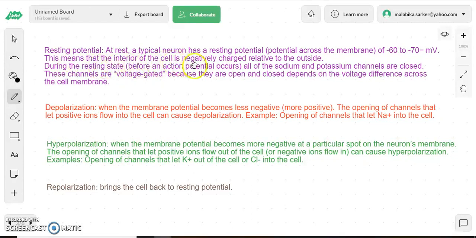This means that the interior of the cell is negatively charged relative to the outside. During the resting state, that means before an action potential occurs, all of the sodium and potassium channels are closed. These channels are voltage gated because they open and close depending on the voltage difference across the cell membrane. So before the action potential occurs, before we give a stimulus, the interior of the cell is negatively charged, and all these sodium and potassium channels are closed. The opening will be triggered by the stimulus. We saw three types of stimulus, and these are voltage gated channels because they depend on the voltage difference across the membrane.